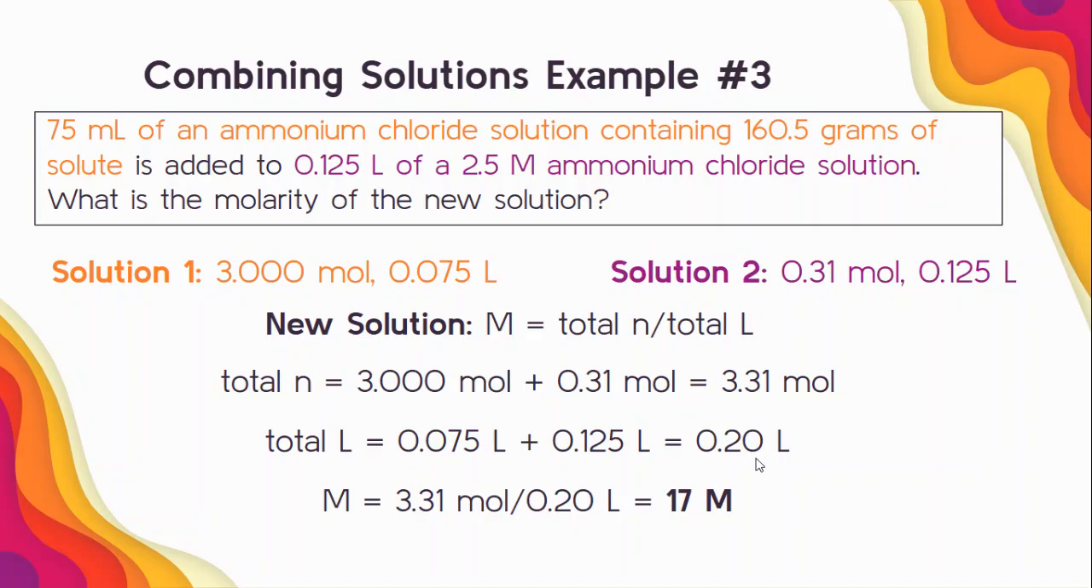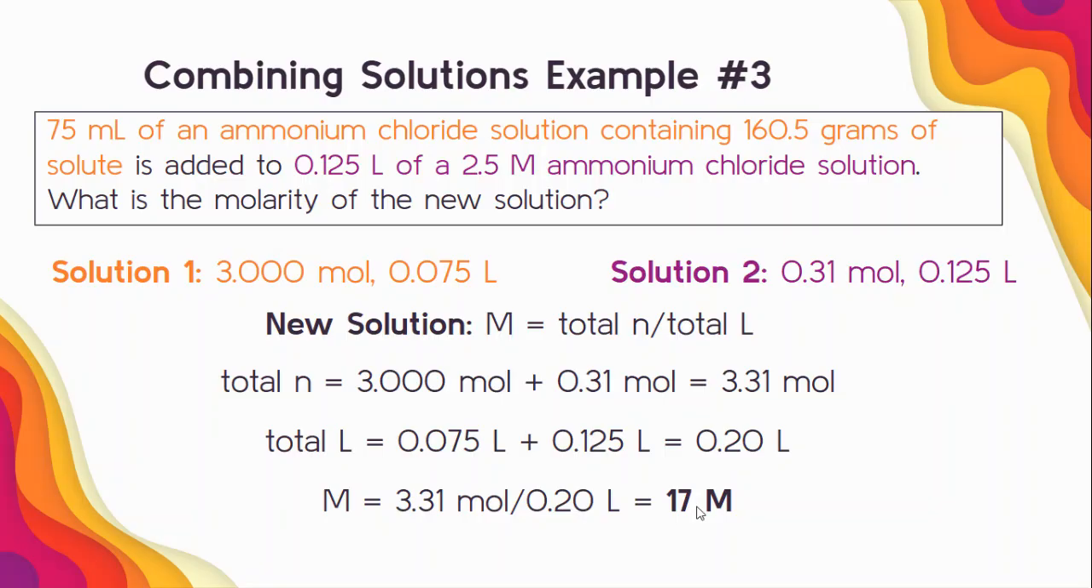When we divide the 3.31 by the 0.20, it comes out to be like 16.55, I believe, but we need to round it to 2 sig figs total, which is why we round it to 17 molar. We do not have information in the problem for us to check if that works, if that's between the molarities of solution 1 and solution 2.